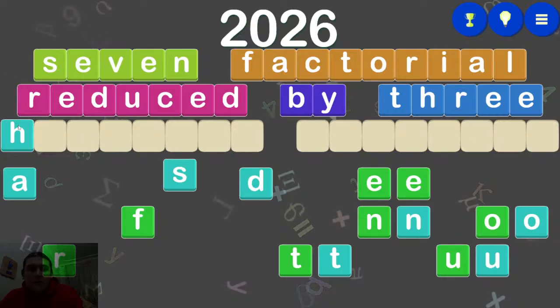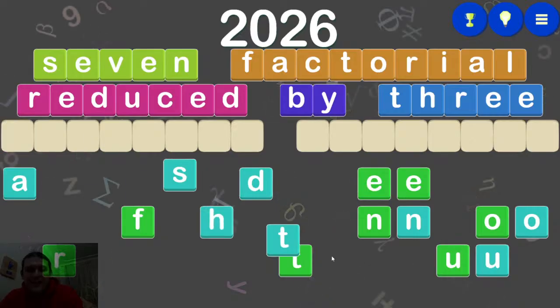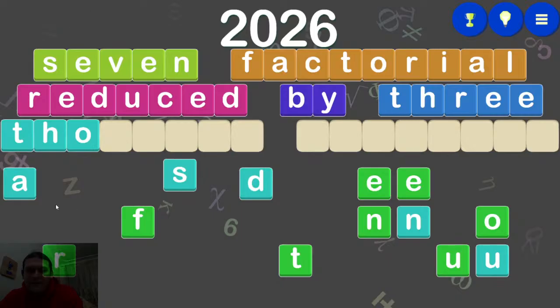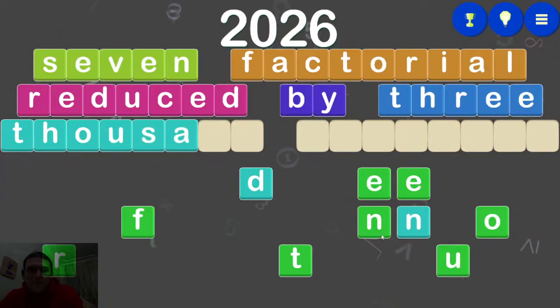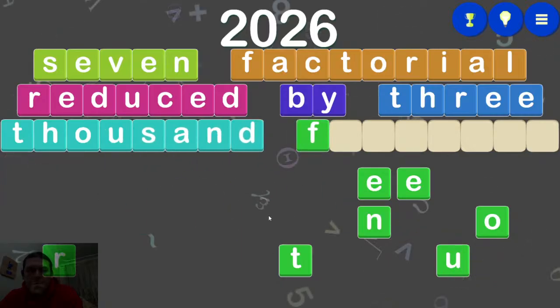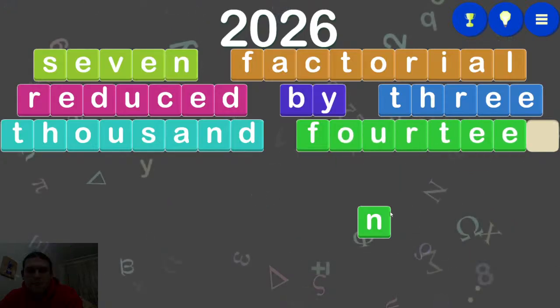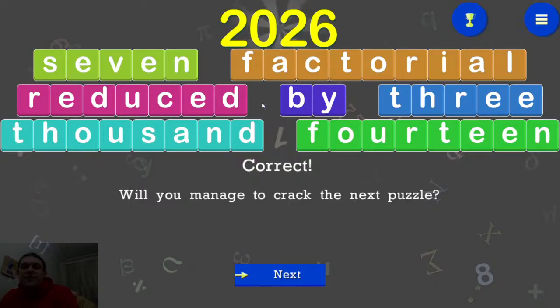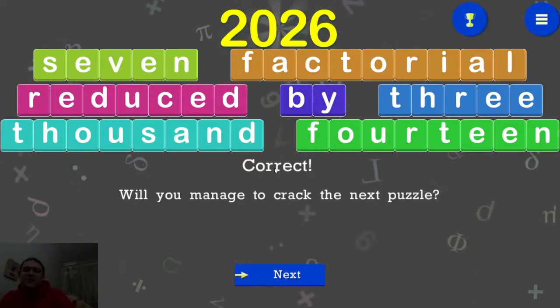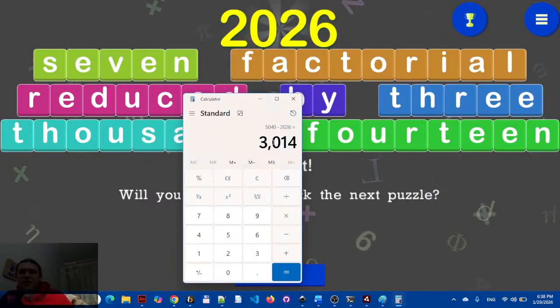3000. It is, yes. 14. 7 factorial reduced by 3014. So these three words go to this number.